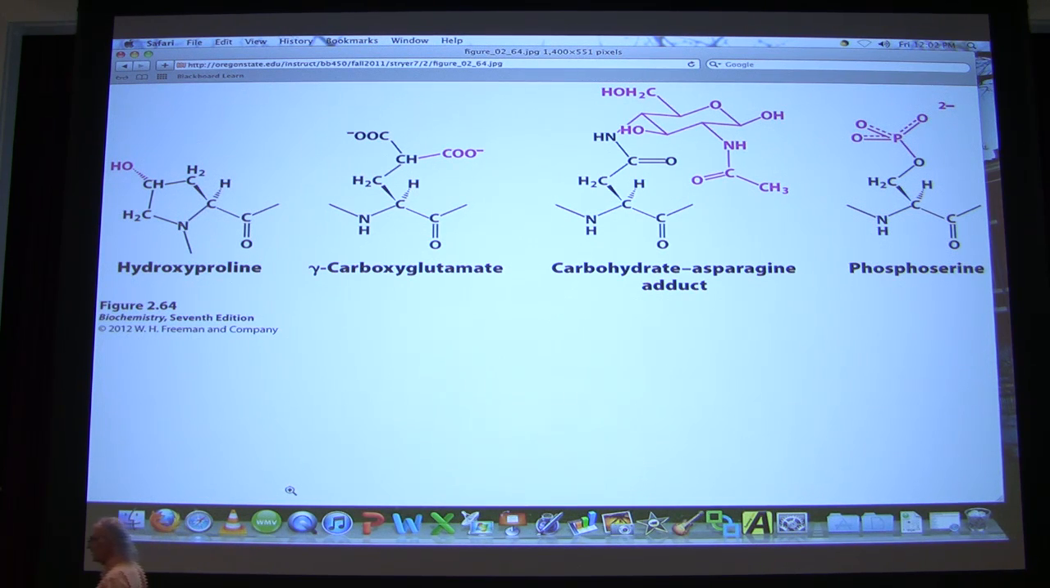Carboxyglutamate is an important modification, as we will see, that occurs as an important consideration in blood clotting. Carbohydrate asparagine adduct, where we see, in this case, addition of a carbohydrate to an asparagine residue. This is very important in the synthesis of glycoproteins that we'll talk a little bit about later. Phosphoserine. Phosphorylation is something that you're going to hear a lot about later in the term, because phosphorylation is a means of controlling or signaling through proteins. And it's a very, very important mechanism for us to understand.